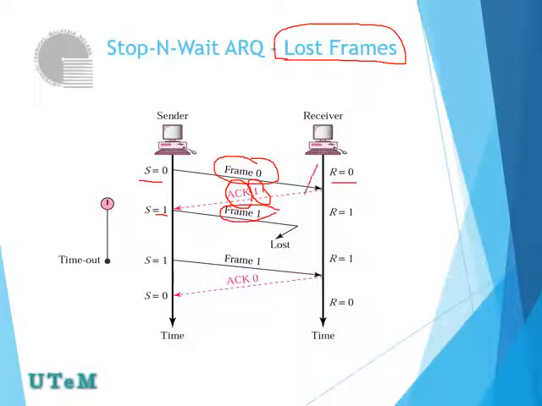But something has happened in the middle of the transmission process. Frame 1 is lost. The receiver waits for frame 1, still waiting. Here the sender won't receive an acknowledgement from the receiver, because frame 1 was lost in the middle of the transmission process.